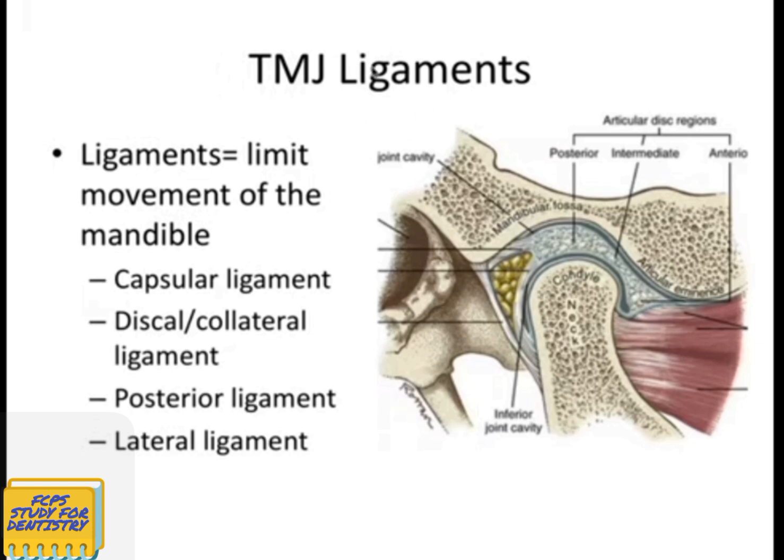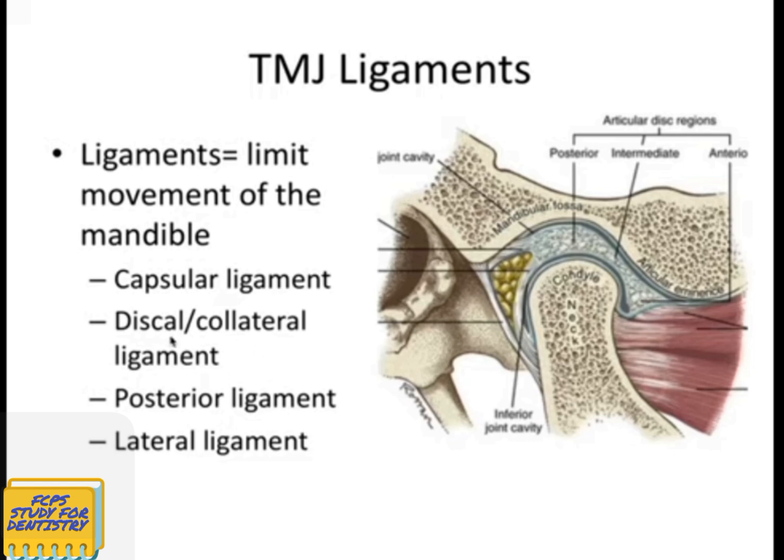Now there are also ligaments involved with the TMJ, and ligaments, on the flip side of the muscles, limit the movement of the mandible and keep the muscles in check. So the 4 that I just want to talk about briefly are listed here. The capsular ligament is what completely covers the TMJ joint space, and you'd actually need to puncture this ligament to access the superior or upper joint space, and we'll talk about that a little bit later in this video.